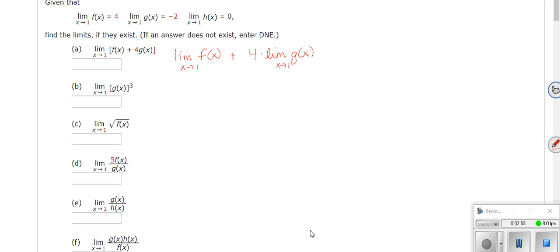If the limit of f of x as x approaches 1 is 4, then this becomes the number 4 plus 4 times the limit of g of x, which is -2. So this is 4 plus -8, or -4. So the answer here is -4. Do you all see what I'm doing there? Using the limit laws.